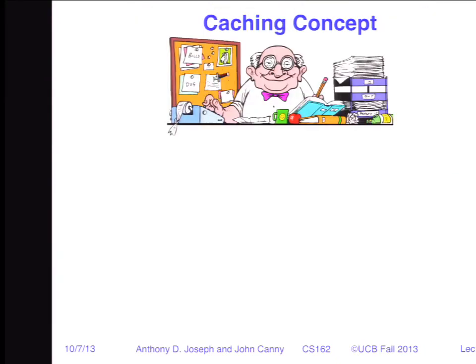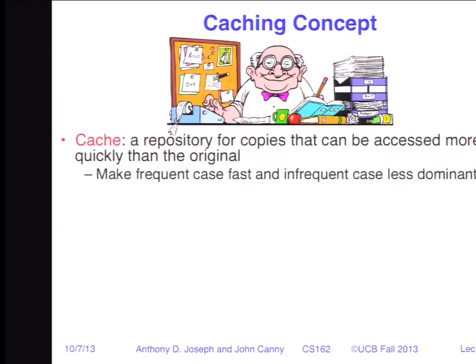So caching is just a way of having a copy that we can access faster than the original. The goal here is to make the frequent case very fast and the infrequent case cost less dominant. Because the infrequent case is going to be when we have to go and fetch the original. That's going to be really expensive. We don't want that to dominate our access cost.